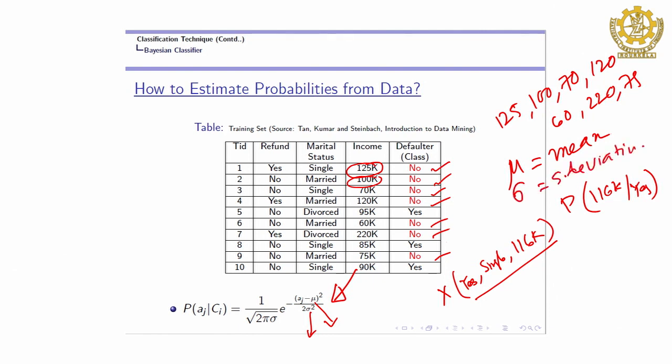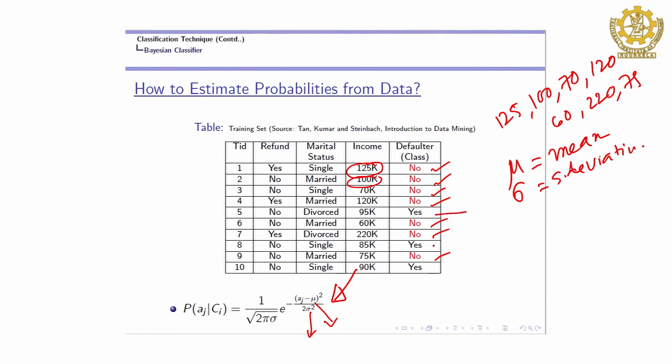Similarly, you have to compute for the other class also, because you have to check all possibilities. So you compute for class yes: here are 95, 85 and 90. Here you compute the mean and here you compute the standard deviation. Once you compute these values, you put them here.